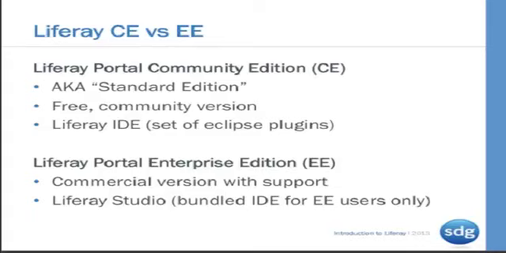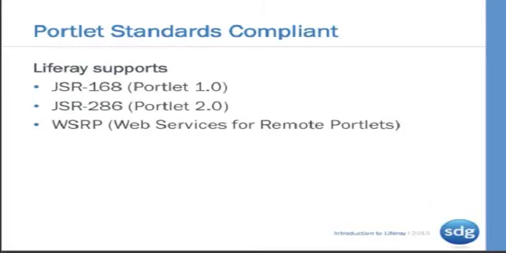So the EE version is basically, like Brian has said, you're buying support, but you also get Liferay Studio, and you can download a full zip download of the EE. If you want to do the trial version, make sure you get a license key for it. Otherwise, it's not going to let you do too much with Liferay Studio. But I think you can sign up on the website. Also, Liferay supports the JSR 168 or Portlet 1.0, Portlet 2.0, and remote portlet standards. Anybody here ever use WSRP?